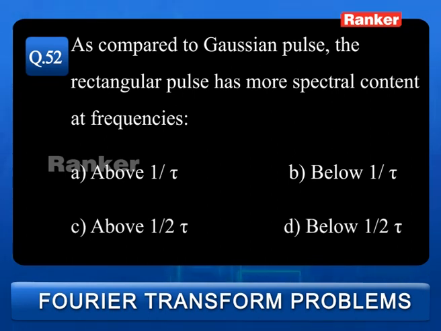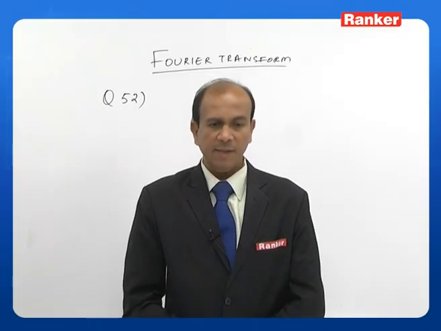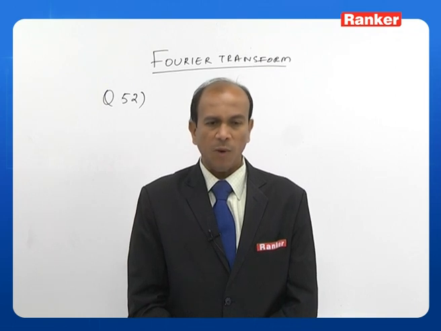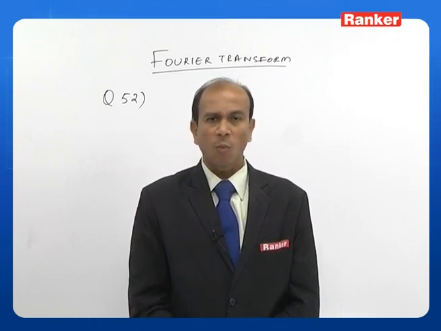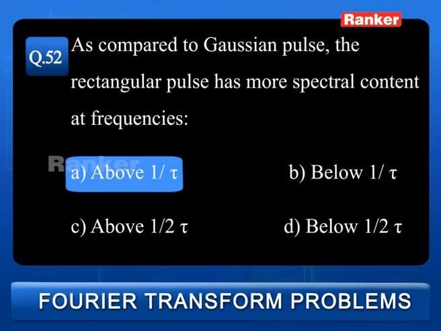52nd question. As compared to the Gaussian pulse, the rectangular pulse has more spectral content at frequencies A, above 1 by tau, B, below 1 by tau, C, above half tau, D, below half tau. The answer is A, that is above 1 by tau. So the rectangular pulse will have more spectral components beyond 1 by tau. So the answer is A.